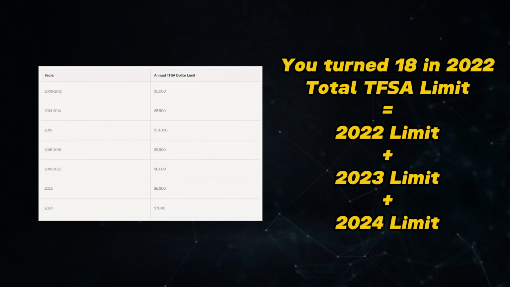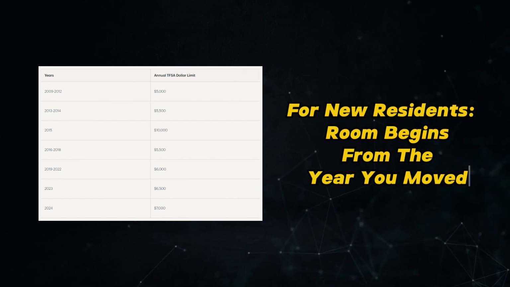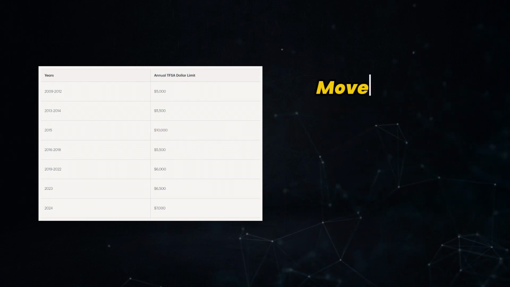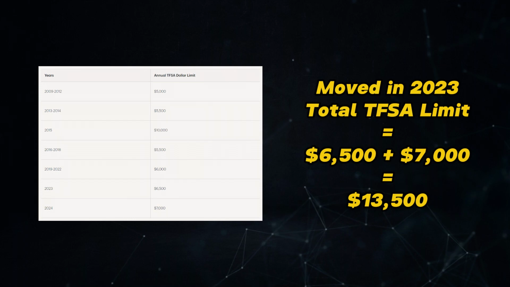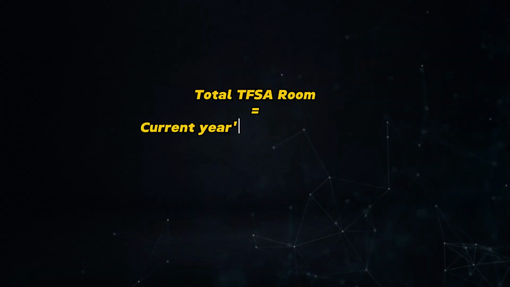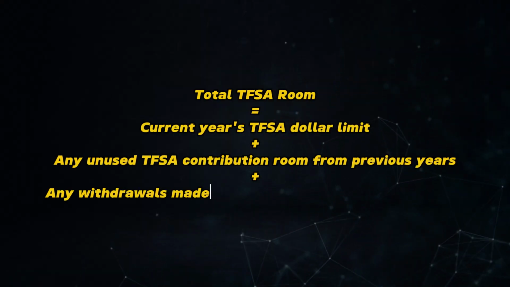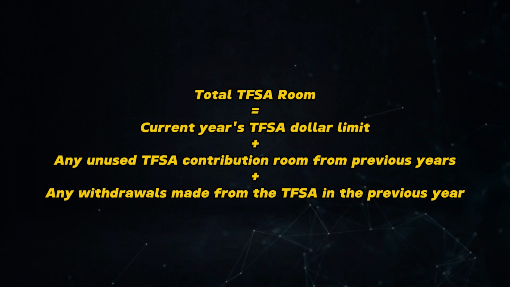2023 and 2024. Suppose you're somebody who moved to Canada from a different country, your contribution room starts from the year you moved. If you moved last year, your total contribution room will be $13,500. This is provided that you meet the minimum age requirements. To summarize, the TFSA room is calculated based on the current year's TFSA dollar limit, any unused TFSA contribution room from previous years, and any withdrawals made from the TFSA in the previous year. We will circle back to the last part.